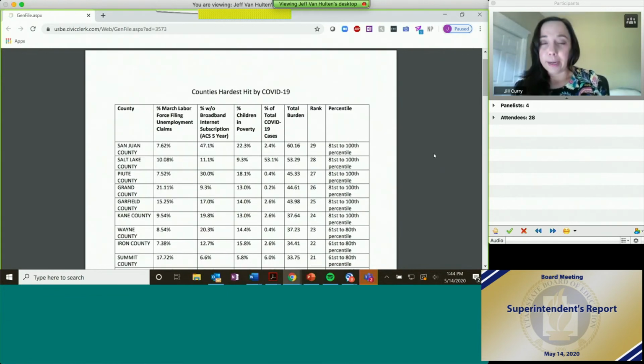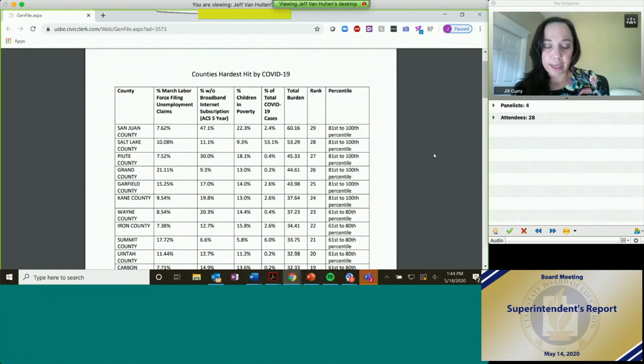Then the counties were ranked with a larger number indicating a higher burden. So you can see them ordered in the document from the county estimated to have the highest burden down to the county estimated to have the lowest burden. Then I use those rankings to determine percentile categories for each county.